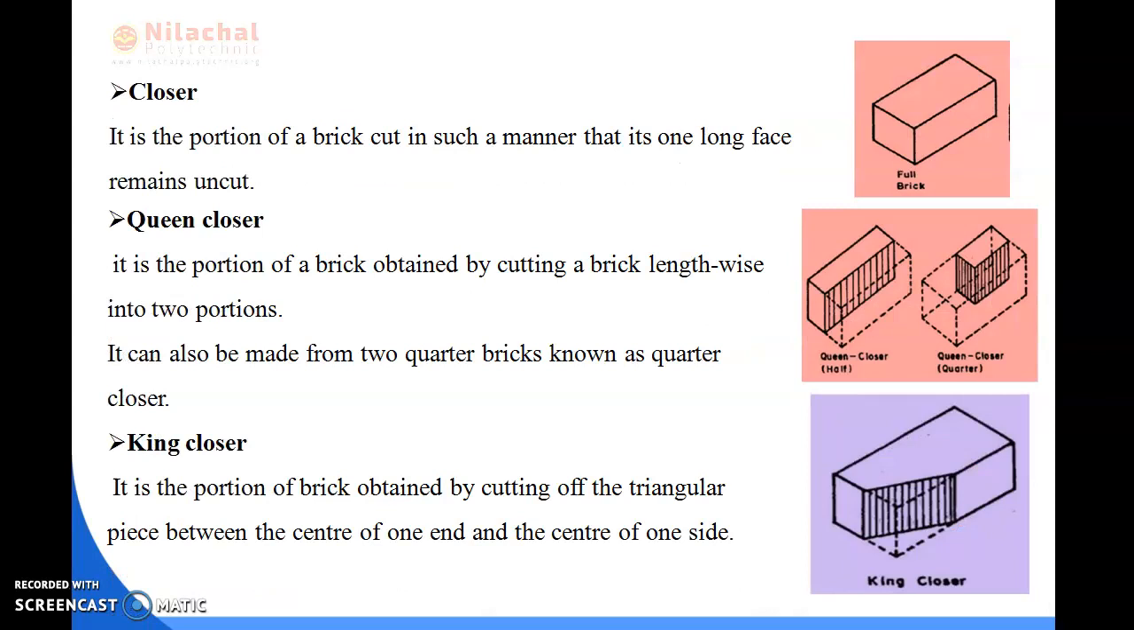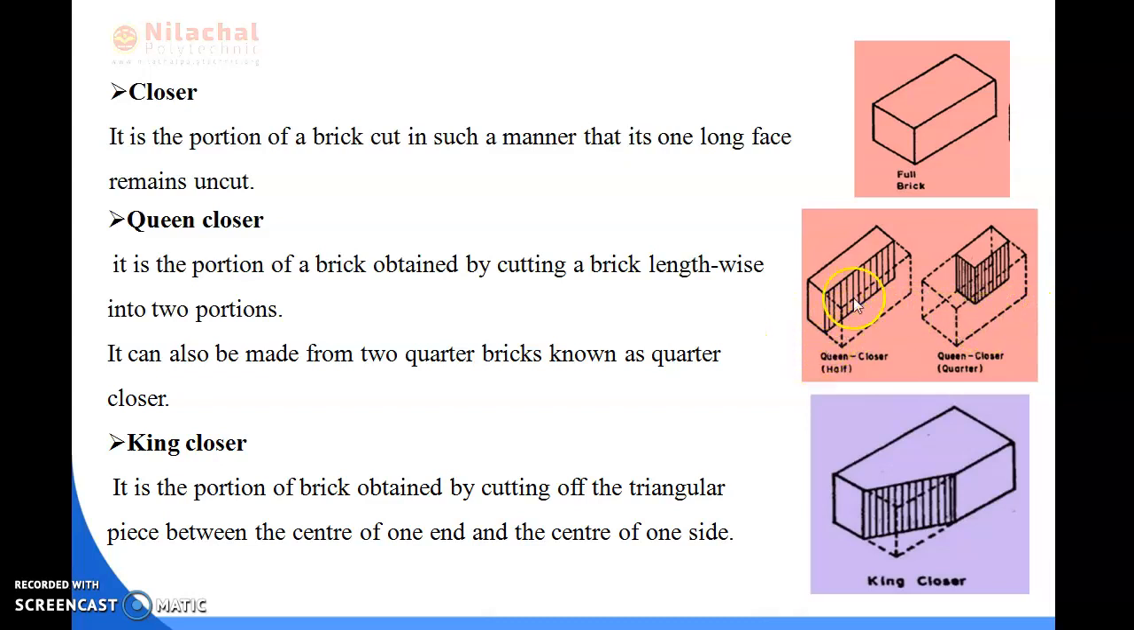In the queen closure, it is the portion of a brick which is obtained by cutting a brick lengthwise into two portions. This is known as half queen closure. It can also be made from two quarter bricks, known as quarter queen closure. You can see here the images: this is one of the full brick images, and these two images are of the queen closure.